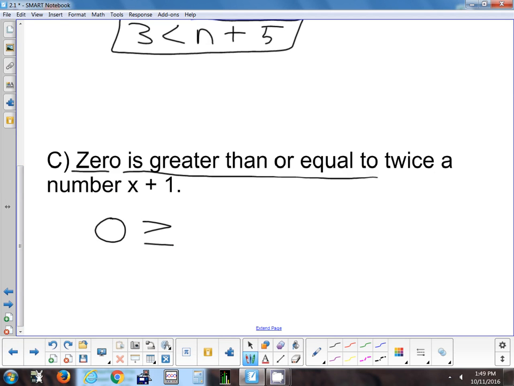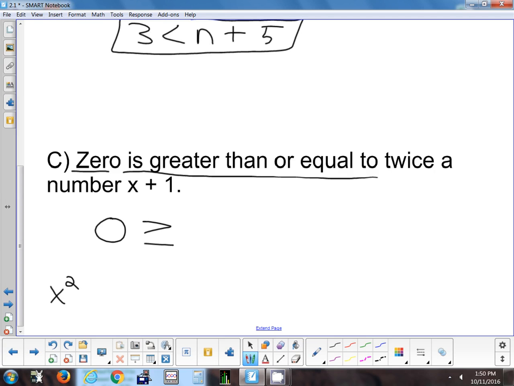Okay, we got the 0, we got the is greater than or equal to, twice a number x. Okay, how do you write twice a number x? Not just x, but twice x. I think you would write a little 2 in the top right of the number. All right, so I think you're thinking of something like this.